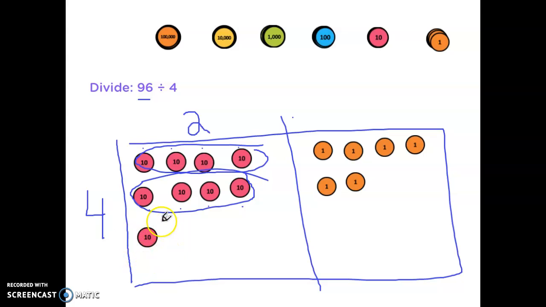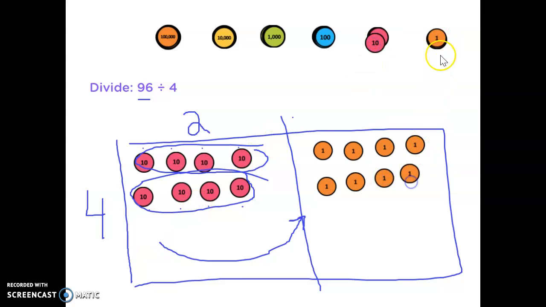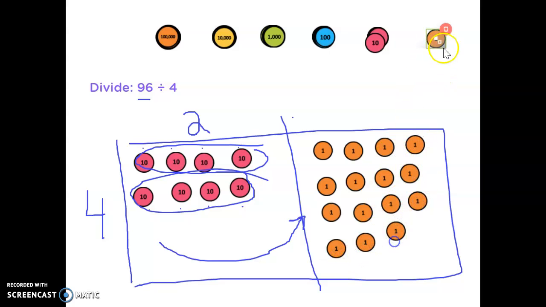Now this right here, this 10, I cannot fit into another group of 4, so I'm going to regroup it and move it over to my ones place. I'm going to regroup it for 10 ones. So I'm going to put this one back and get 10 ones. 1, 2, 3, 4, 5, 6, 7, 8, 9, 10.